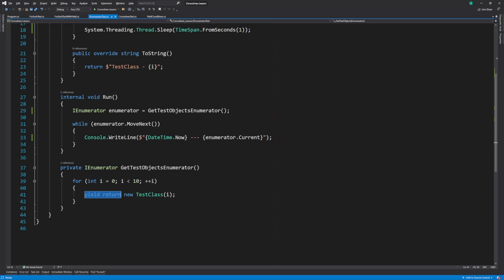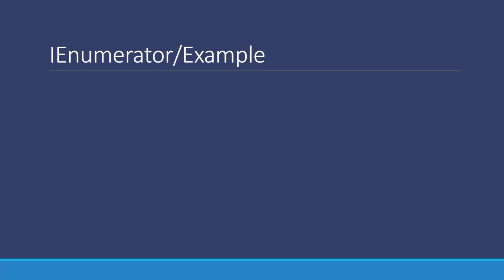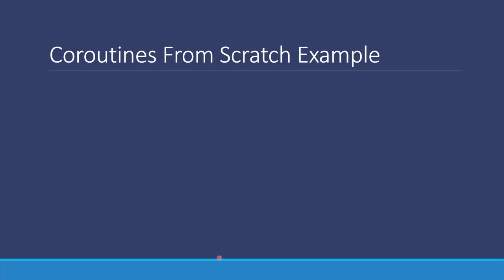So can you see where this is going yet? Maybe you can't, and let's hope that this next section clarifies that. So let's create some coroutines from scratch in Visual Studio without using Unity at all. Let's create a coroutine engine similar to what Unity is probably doing behind the scenes from scratch.